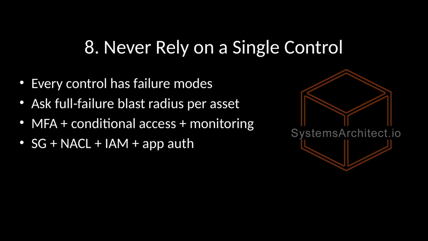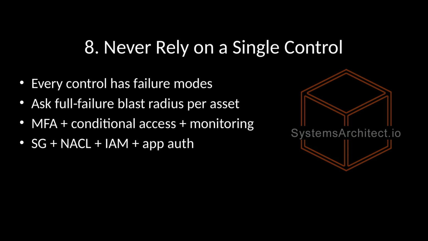Every control has a failure mode. Misconfig, social engineering of MFA, leaked keys. If that one control is the whole story, the blast radius is the whole asset. For each critical asset, list controls and ask the full failure blast radius. If too high, add compensating layers like conditional access behind MFA or app auth behind firewall rules.